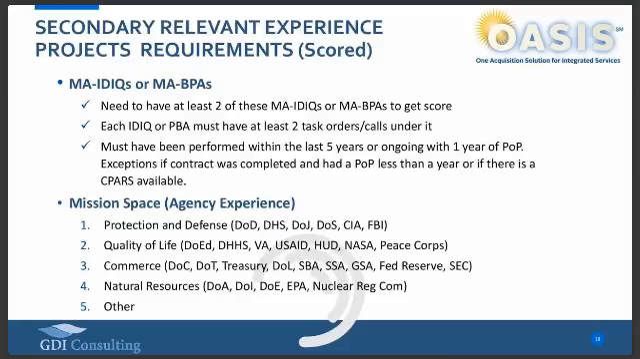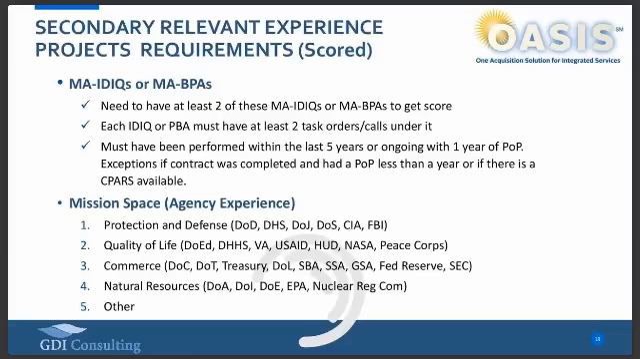Okay, now there's also another thing called mission space. In other words, your agency experience, which agencies you worked with. You get some score for that too. They've divided the agencies into 5 categories. They call them protection and defense: DOD, DHS, DOJ, Department of State, CIA, FBI, all lie in this. So you have to prove that you did a project for these. Just one project is enough. So if you did 5 projects, say all of them were for the DOD, I mean Navy, Air Force, whatever, it doesn't matter. You get the same score. So just one project for each of these, you will get a little bit of a score.